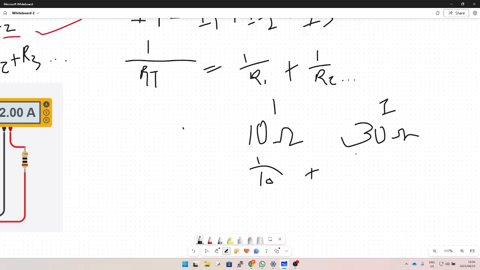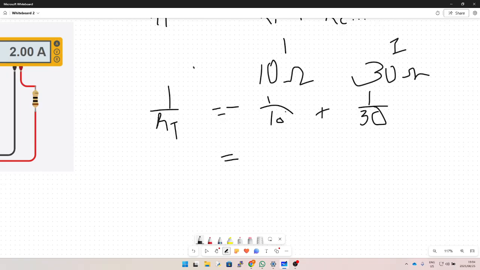Right, 1 over 10 plus 1 over 30 is equal to 1 over R total. Then you just put this in your calculator, 1 over 10 plus 1 over 30, and you get 2 over 15. You are not done yet.